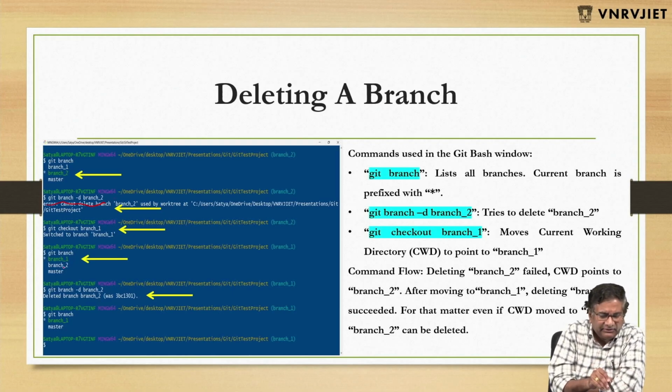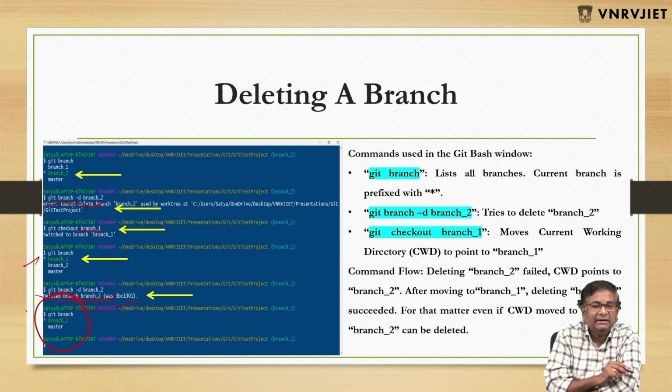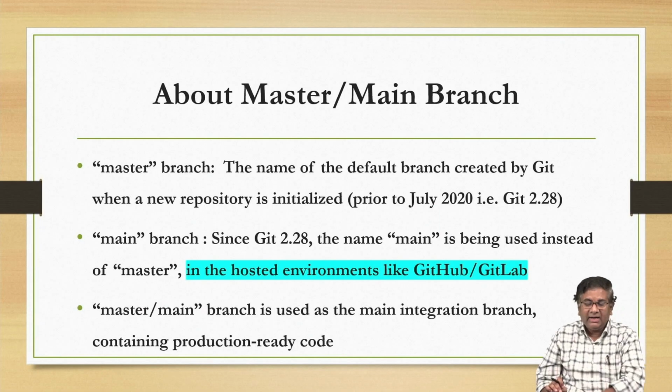Anyway, I cannot delete a branch when I am in that branch. So I have to check out to another branch. Any branch is fine, including master. So I checked out to branch 1. Then I just typed git branch, it shows that I'm in branch 1. Then I said delete branch 2. Then it deleted the branch. Now you can see branch 2 is no longer available. It's only branch 1 and master. So that's how we can delete a branch.